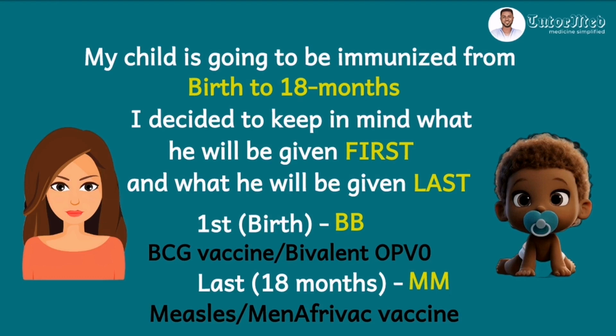And so this narrative actually tells us when the immunization schedule begins and ends. So it begins at birth and ends at 18 months. And again, it tells us what vaccines are given at birth, which is what? BB, the BCG vaccine, and the bivalent oral polio vaccine. And then it tells us those which are given at 18 months, the measles vaccine, and then the meningococcal vaccine, which is the Men-Afrivac vaccine. I hope this makes a lot of sense. Very good. And so from her first narrative, this is what we can generate.